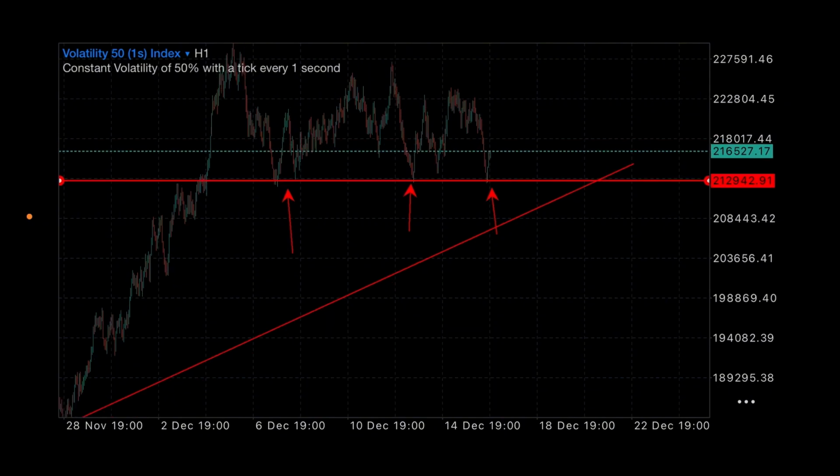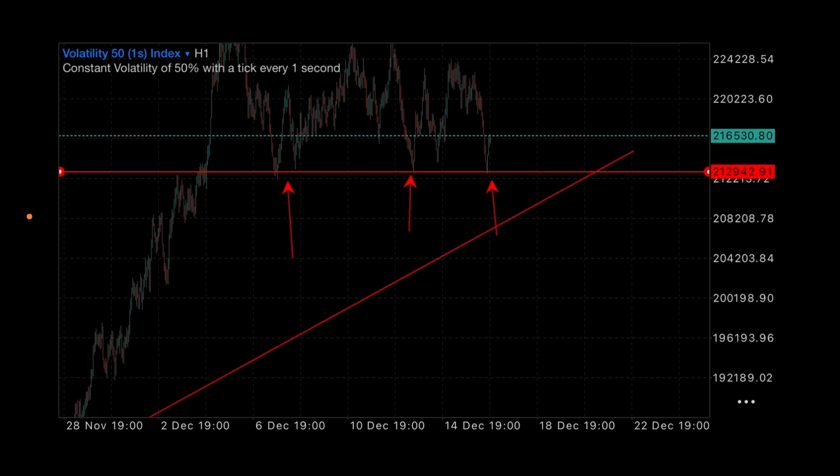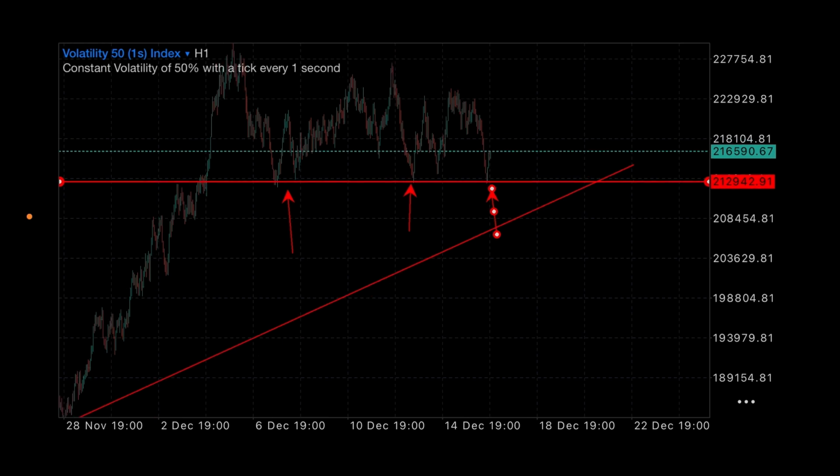So if you were to trade this, although this is a ranging market, all you do is, if it touches the first time, touches the second time, you just wait, and when it touches the third time, you get in for a trade. So that is a clear example of a support or demand zone.